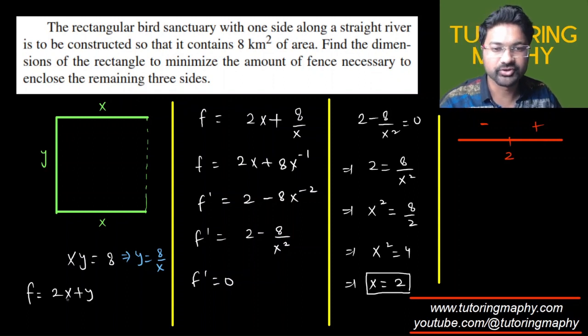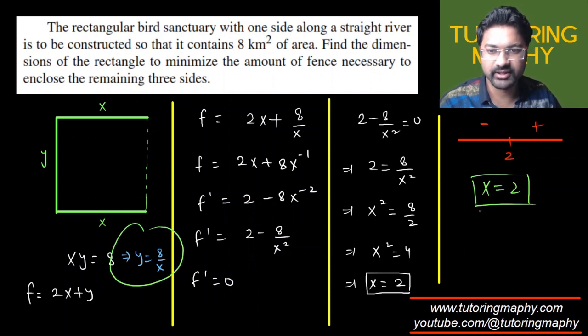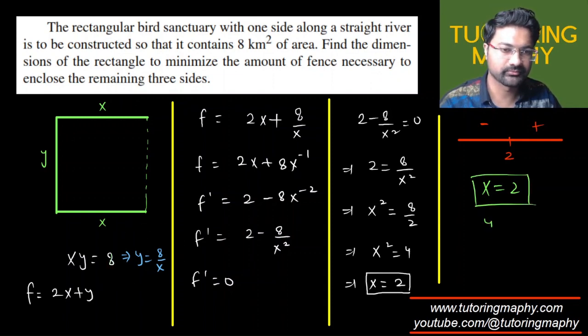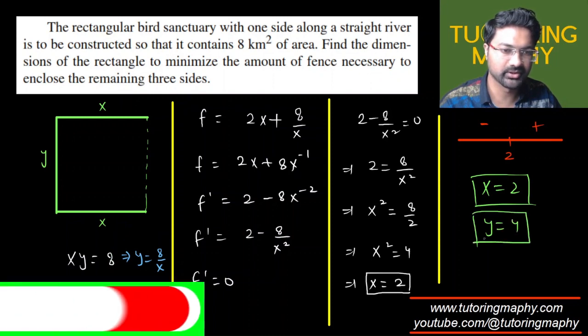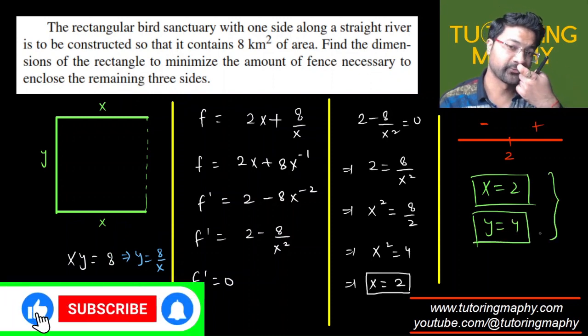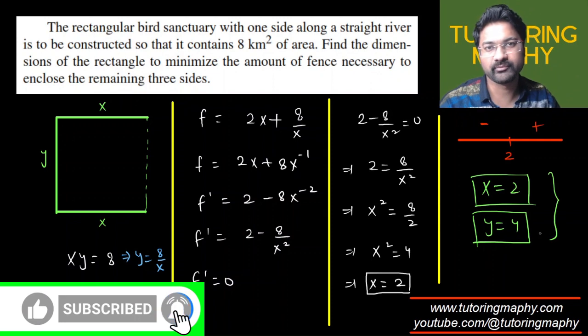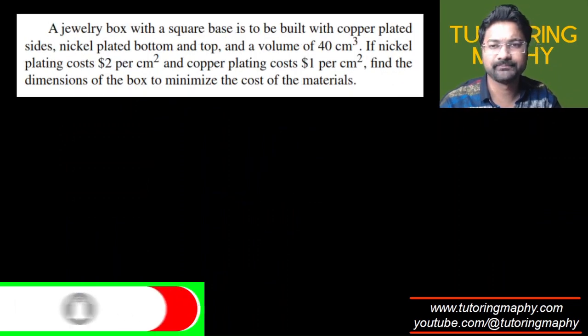And we need to find the dimensions, so we just got the value of x. It is 2. And the value of y is 8 over x, so 8 over 2 is 4. So y is 4. So the dimensions are 2 units and 4 units of the bird sanctuary to have a minimum fencing. Let's try the next question.